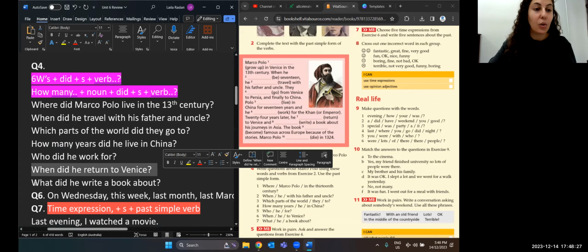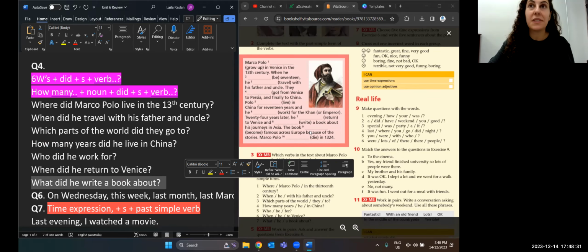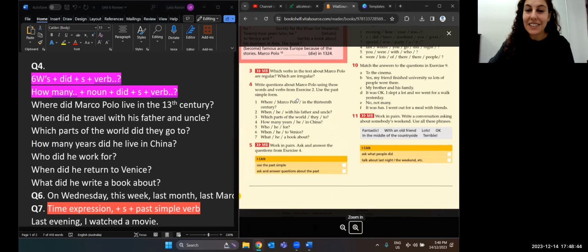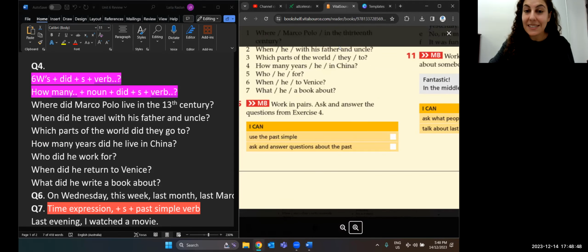Years later. What did he write a book about? So he wrote, we need to put full sentences, subject, past simple verb. He wrote, that's irregular, he wrote a book about his journeys in Asia. Okay, good. So now we know how to use the past simple.